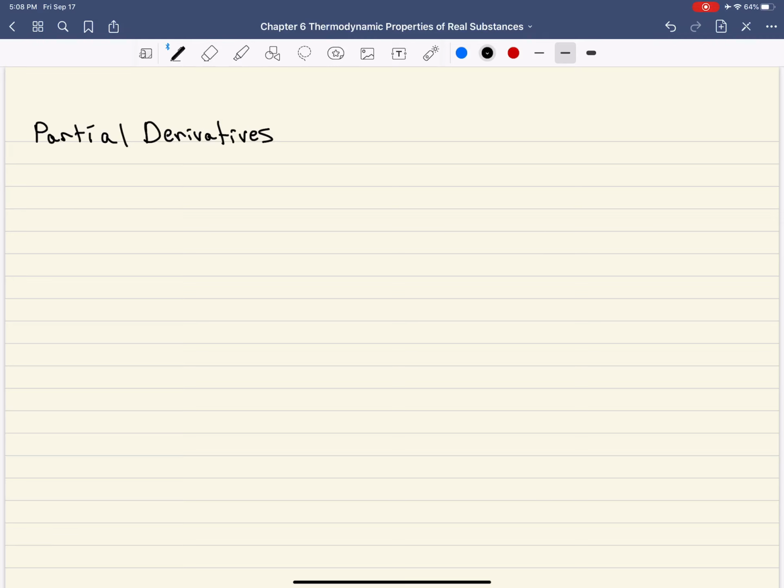Before we talk anything about thermodynamics, I want to take some time to just talk about a pure math topic. Specifically, we need to talk about partial derivatives. To be precise, let's consider a variable. So let's say we have a variable x that is a function of other variables.